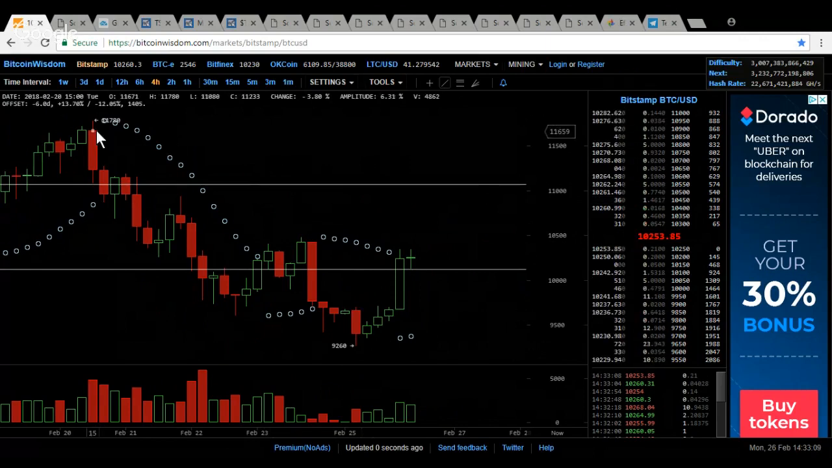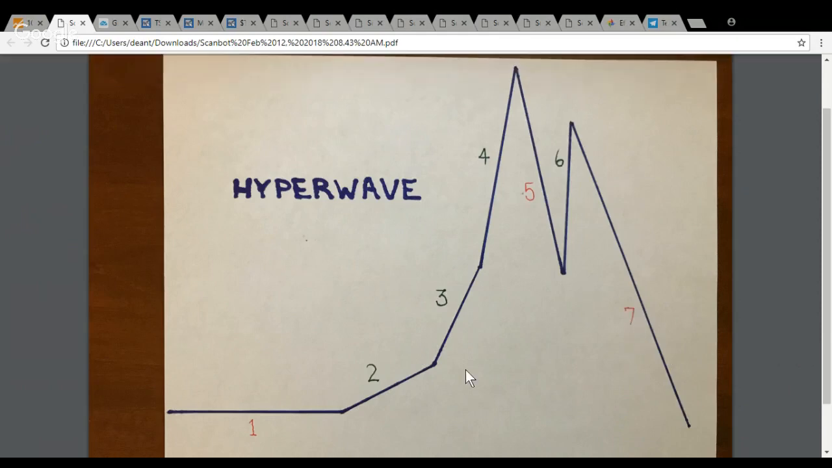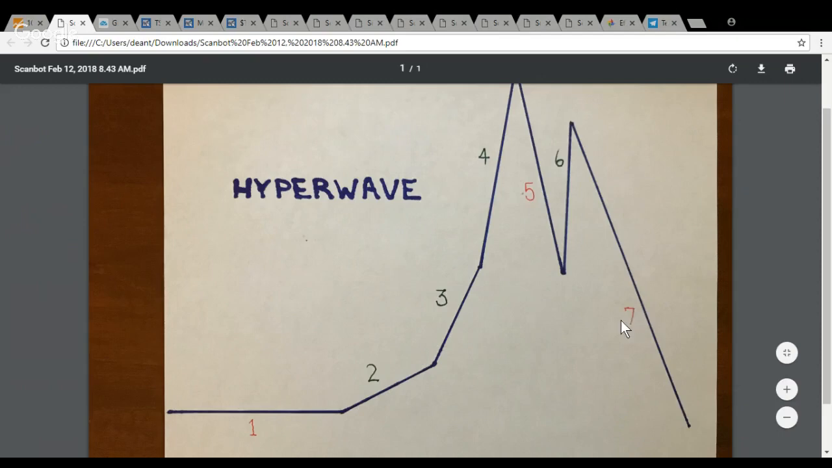So let's do this. Let's pull up this chart, the one that we used last night, which is the chart of the Hyperwave. 7 phases, 4 up, 1 down, 1 back up, and 1 down. But numbers 1, 5, and 7 are all indicated by the red numbers 1, 5, and 7, that all price activity is below these lines. You never break above the 1 line, because when you do, you're starting at 2.